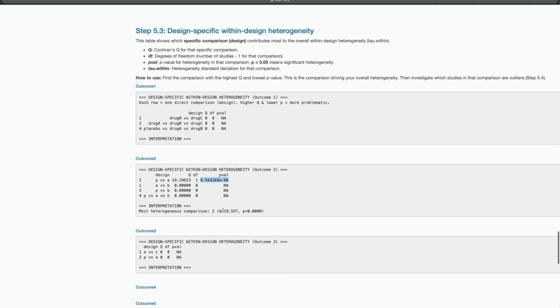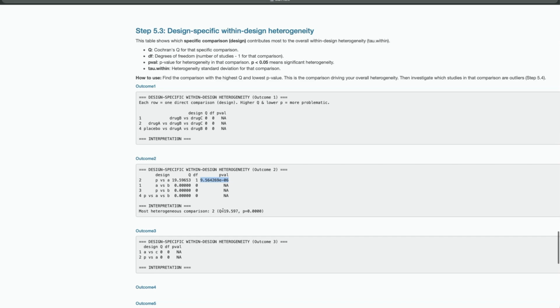This breakdown is crucial because it tells you exactly where to focus your investigation. Instead of wondering why your overall heterogeneity is high, you now know to specifically examine the studies comparing placebo to treatment A. Ask yourself, are these studies very different in terms of patient populations, dosages, study quality, or follow-up periods? This is where you should look for the source of disagreement.